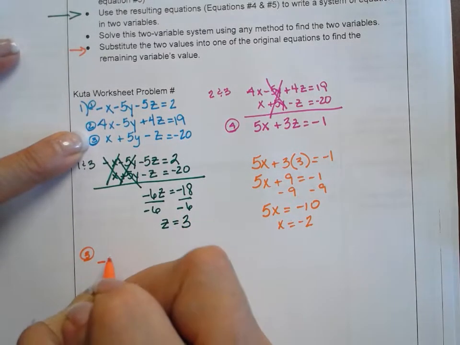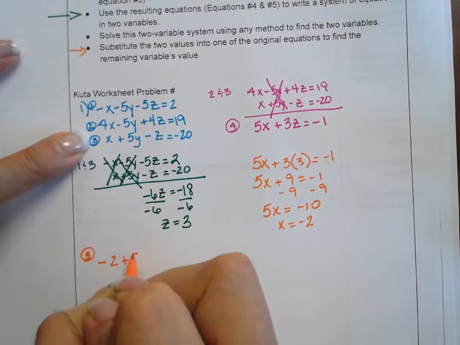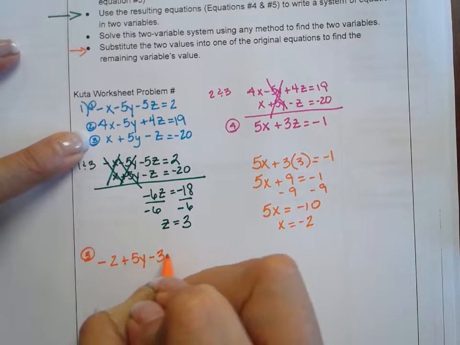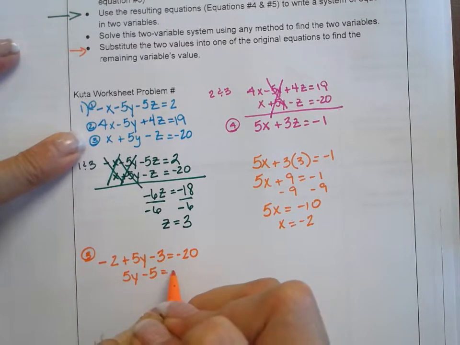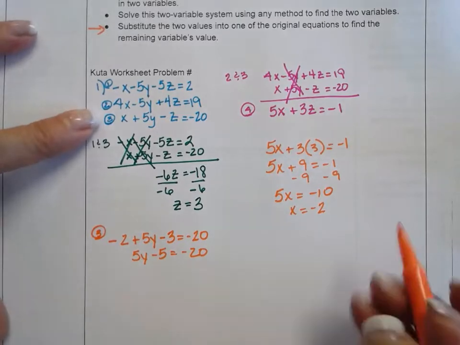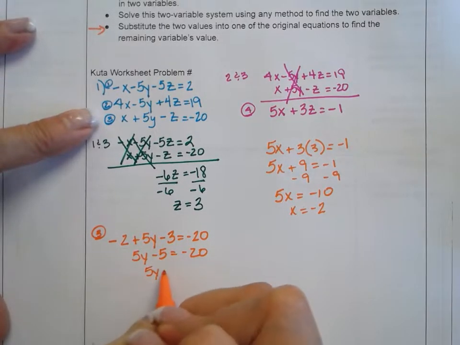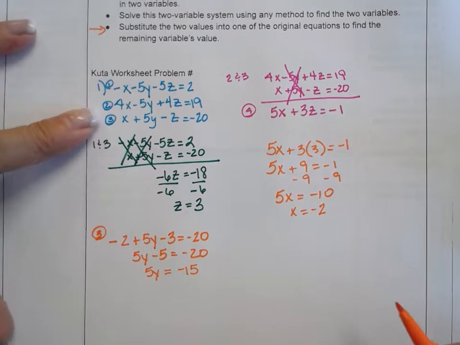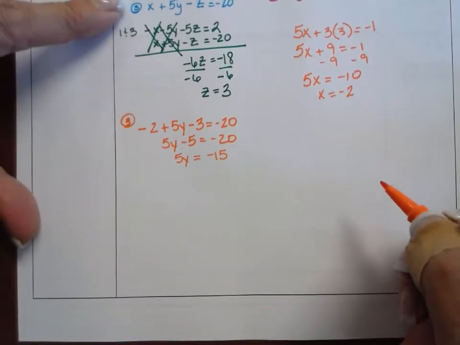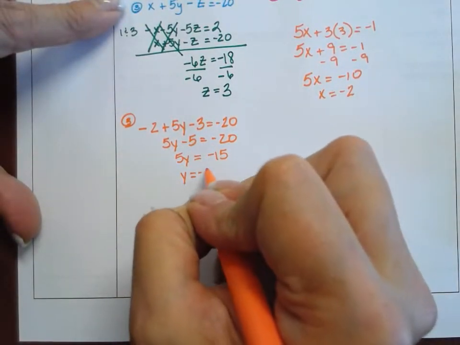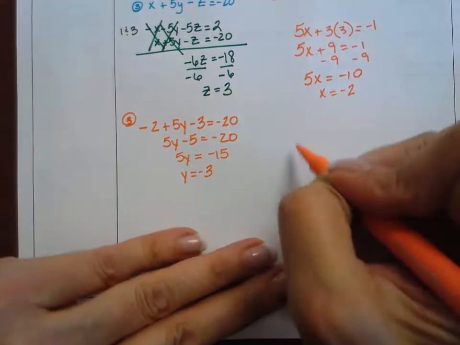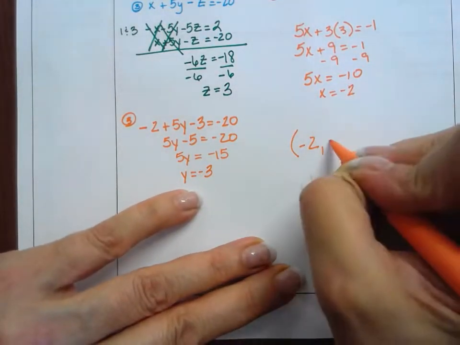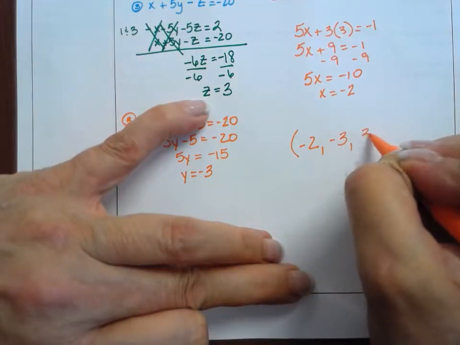So negative 2 plus 5y minus 3 equals negative 20. So 5y minus 5 equals negative 20. So 5y equals negative 15. And so y is equal to negative 3. And then you're done. And now I know my x, I know my y, and I know my z.